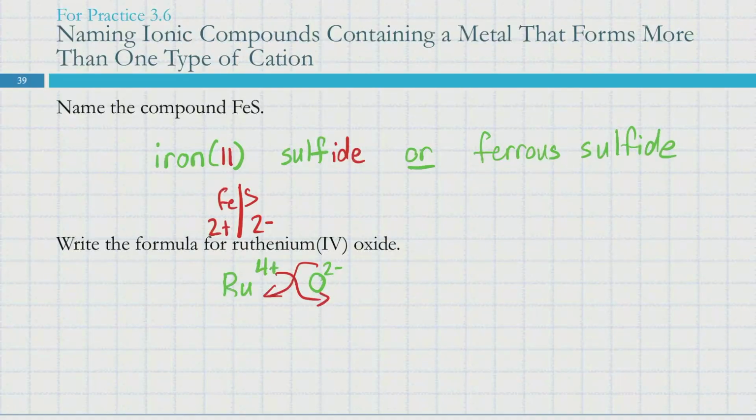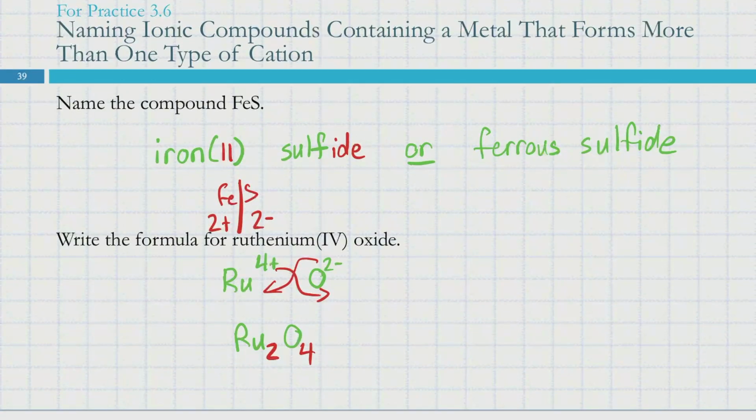So crisscross, this would make it Ru2O4. Can we simplify that? Yes. What do we divide by to simplify? 2. So this turns into RuO2, which kind of has the cadence of a cheerleading chant. Anyway, so RuO2.